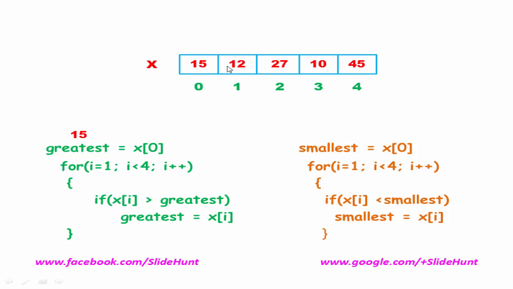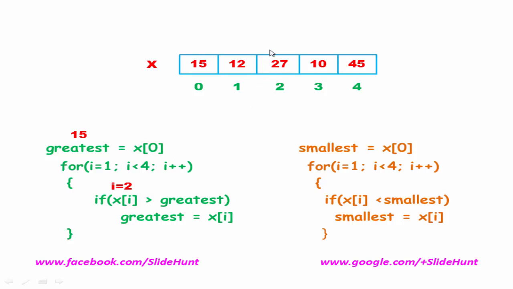x of 1 equal to 12. So is 12 greater than 15? No, it is false. So skip this statement and go here. Now increment the value of i by 1, and i equal to 2 now. Then it checks this condition again. x of 2 greater than greatest.